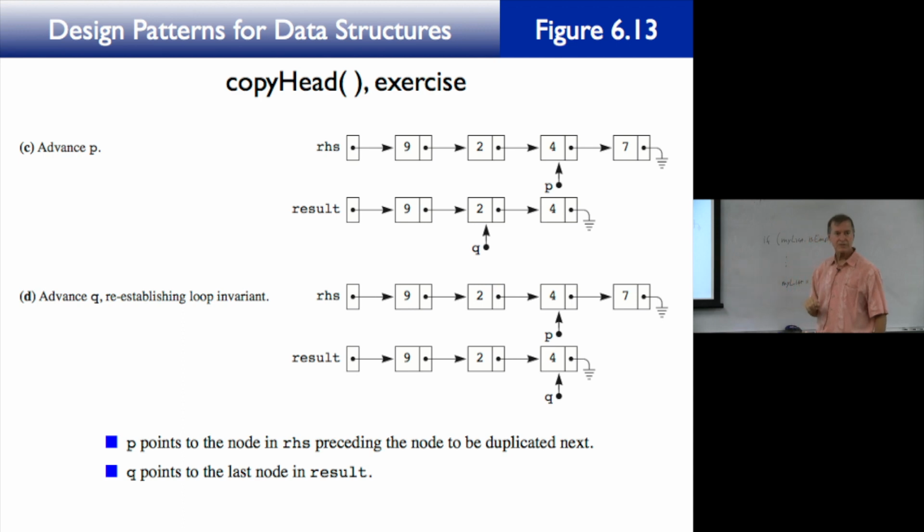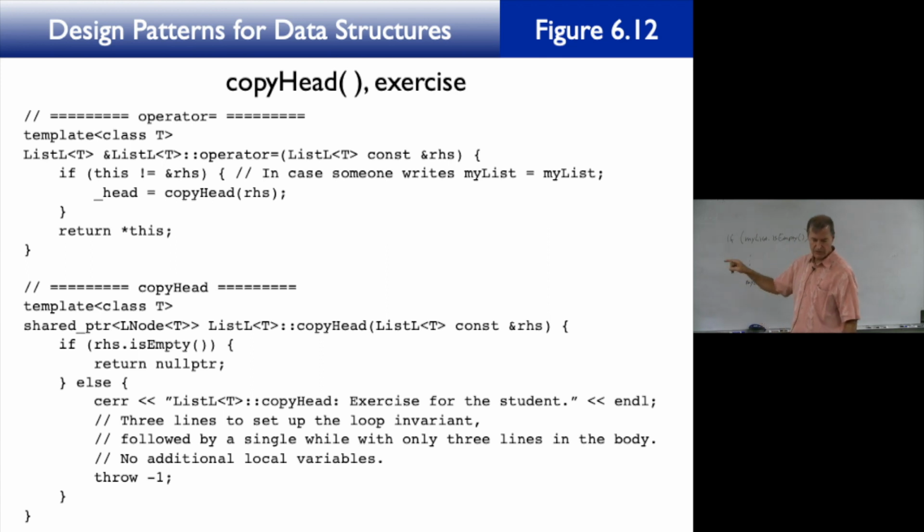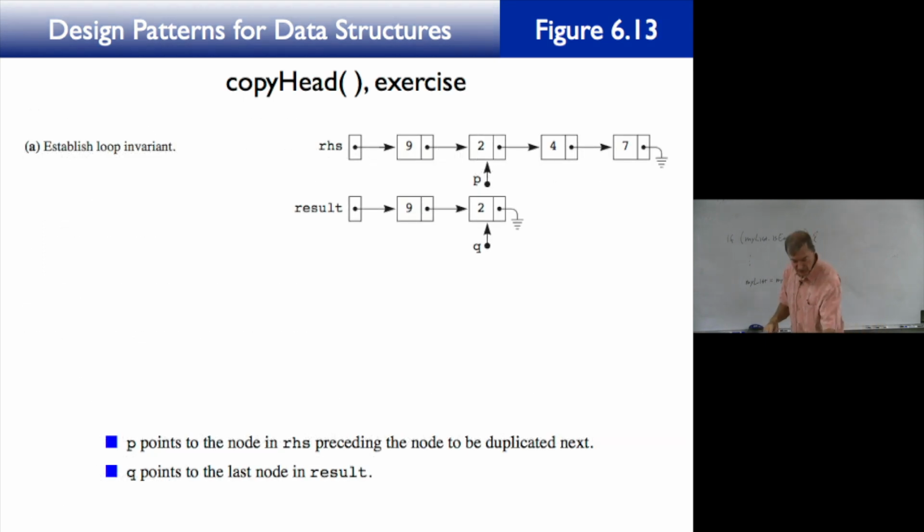Result. Question? How do you know where to initialize P? Before the loop. The question is, how do you know where to initialize P? Let's go back here to this setup. P, Q, and result are all local variables, and they are pointers. You have to initialize them at the beginning. You have to establish the loop invariant at the beginning. So what is the loop invariant? Make P point to the node in the right-hand side, preceding the node to be duplicated next. That's what I would say. And make Q point to the last node in result.